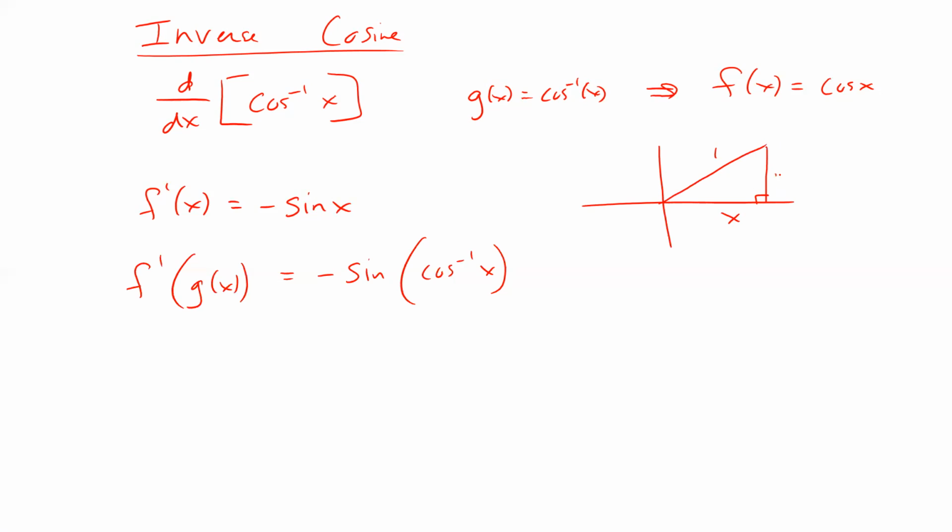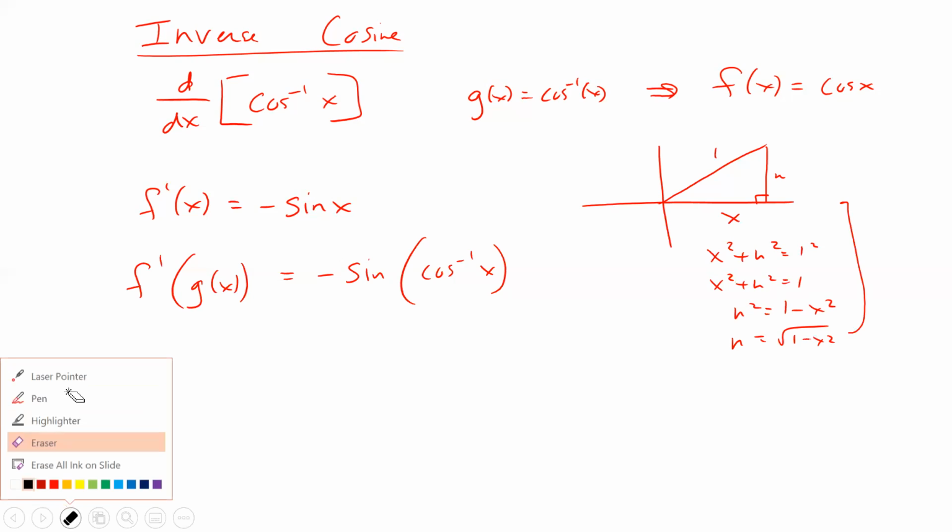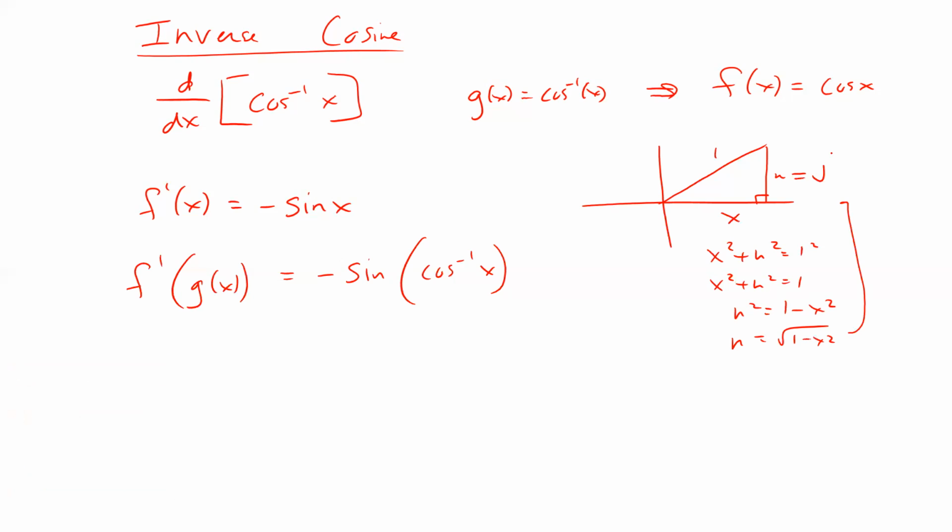This is going to be, I'm going to put n squared here. So just for completion, x squared plus n squared is equal to 1 squared. Voila, and exactly what we had before, right? n is equal to the square root of 1 minus x squared. That goes right up there. Boom, done.